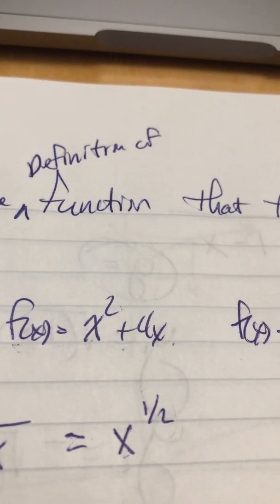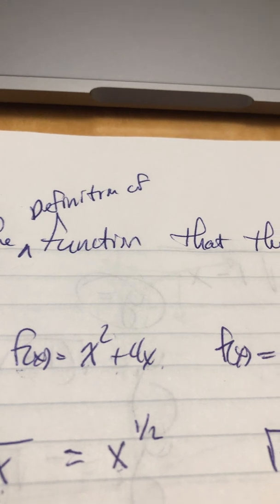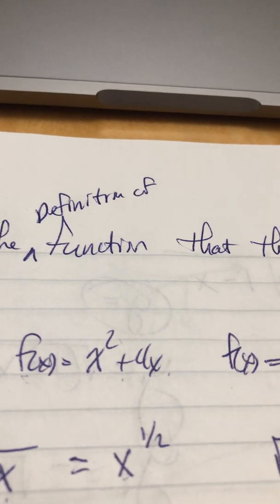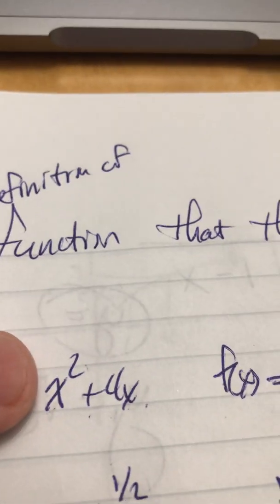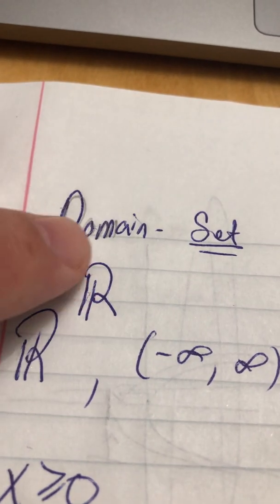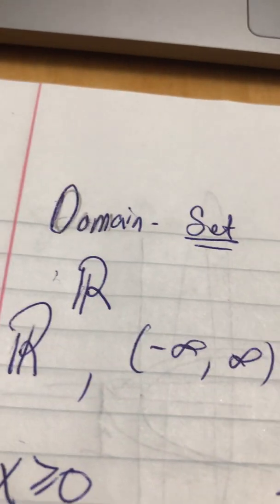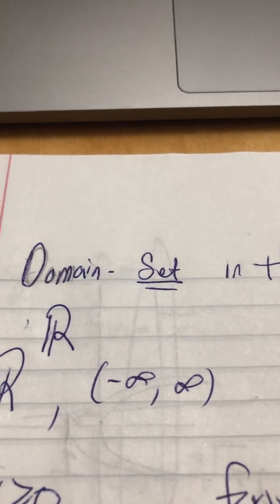Now, the first domain that you generally deal with is with a polynomial. And a polynomial is like x squared plus 4x, and the domain would be denoted as all real numbers. You make these two bars and you swoop an R in there. And what that stands for is the interval from negative infinity to positive infinity.